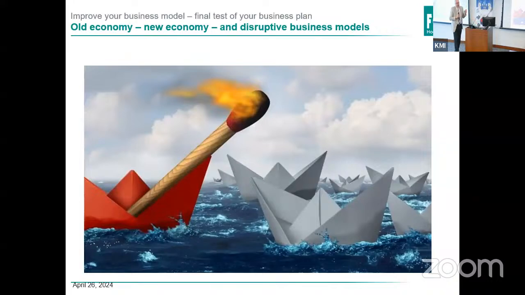And when I look at our economy today, I bought this photo from a photo stock from an official place. It cost me some dollars, but I like this photo because it says what we have today. Today we have the old economy, that are the gray boats in front, and we have the red boat behind, and that is the disruption that we have in the markets today.